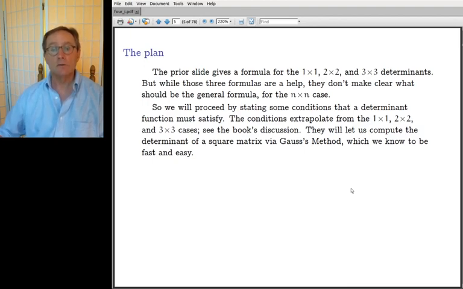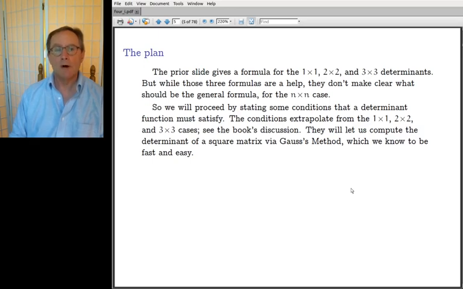Okay, and those conditions will let us compute the determinant of a square matrix the same way we always proceed, which is Gauss's method, that we know is fast and easy. Now, I want to spend a minute talking about writing down conditions for a function. So suppose I told you that I was looking for a function that takes in natural numbers 0, 1, 2, 3, and when the numbers are multiples of 5, it outputs 0. You'd say to me, okay, you could do that.